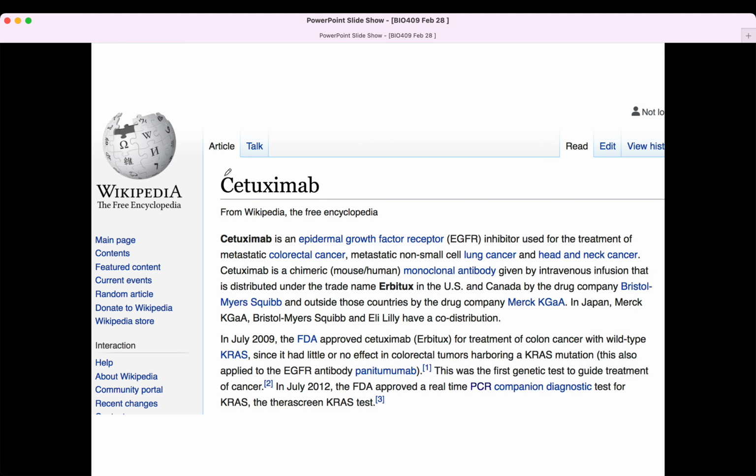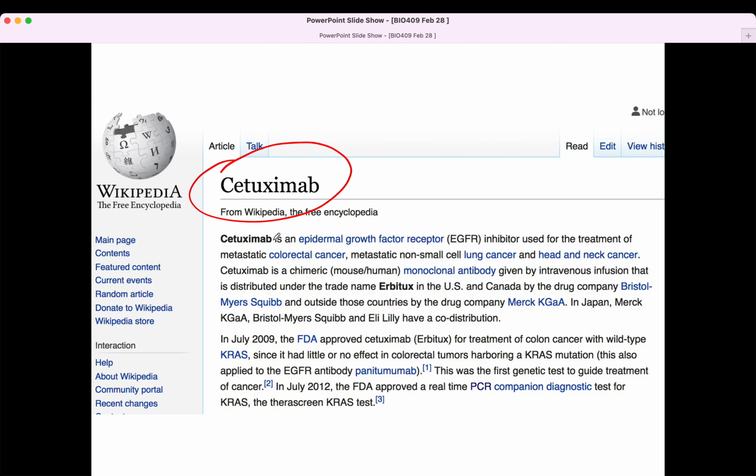Okay, so cetuximab, Wikipedia page. So let's see if I have this. Maybe I don't have it highlighted, but let's just read through it.